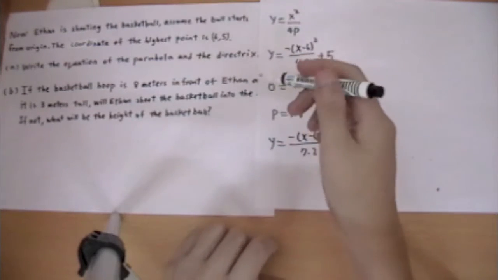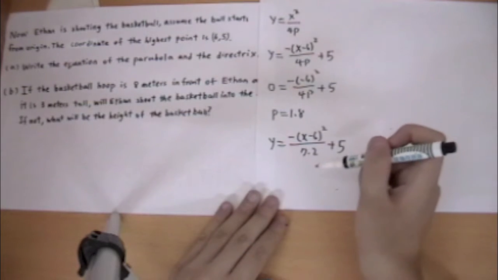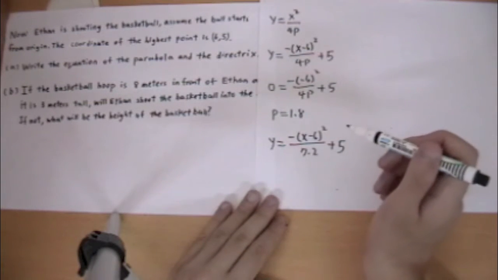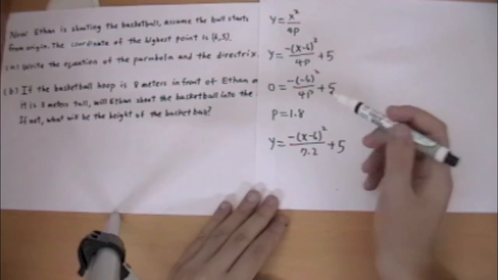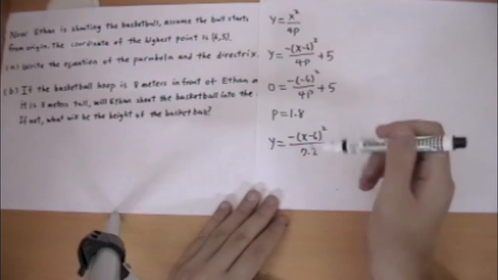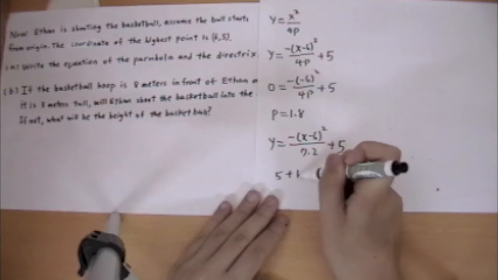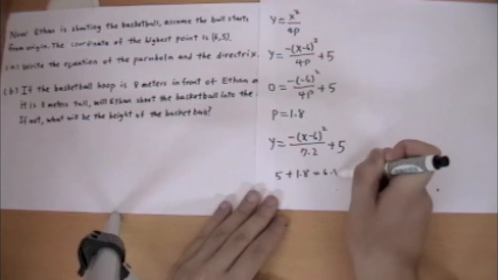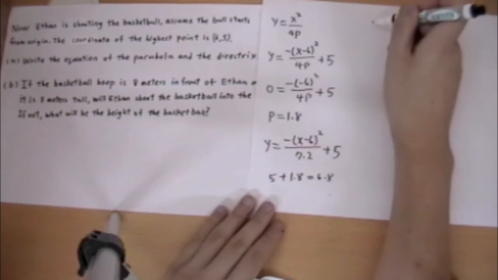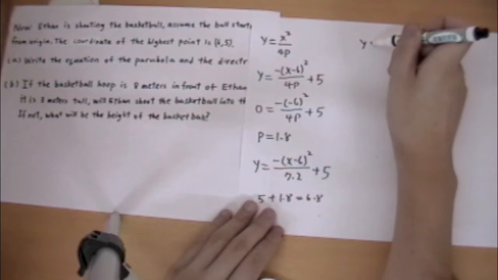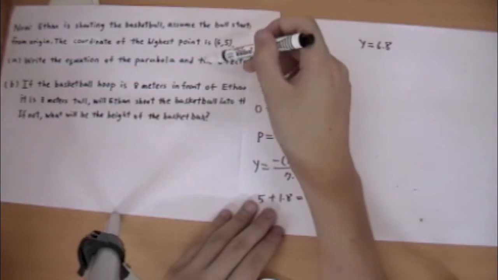And now we need to find the equation of the directrix also. Since we know that the distance from the vertex to the focus is the same as the distance from the vertex to the directrix, and the distance from the vertex to the focus is 1.8, so basically just 5 plus 1.8 equals 6.8, and so we know that the equation of the directrix is y equals 6.8, and that would be the equation of the directrix.